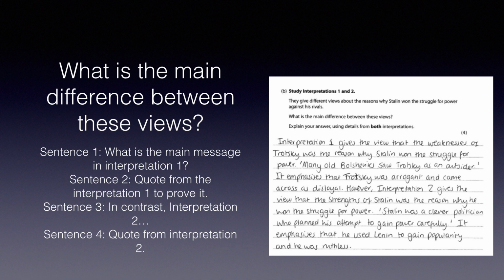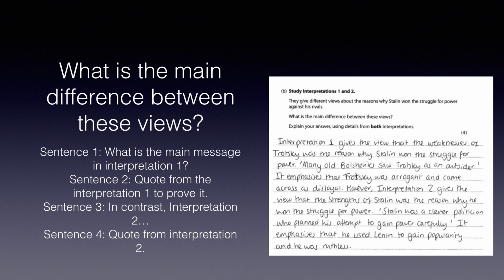So we'll see this example here says, interpretation 1 gives the view that the weaknesses of Trotsky was the reason, now you might say the main reason, why Stalin won the struggle for power. Many old Bolsheviks saw Trotsky as an outsider. That's a nice quote from the interpretation. It emphasises that Trotsky was arrogant and came across as disloyal. That was in the interpretation.